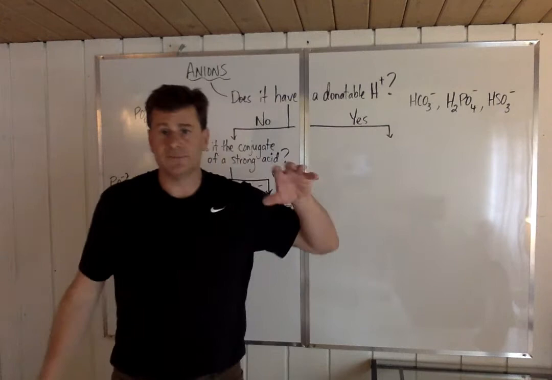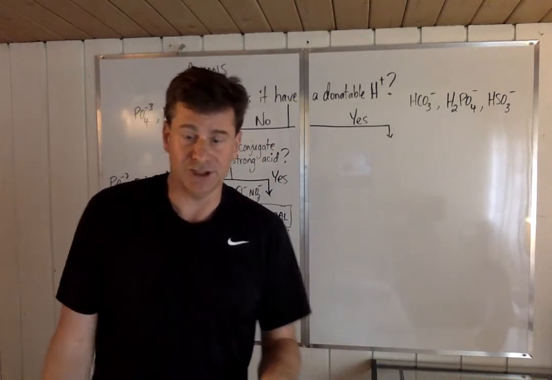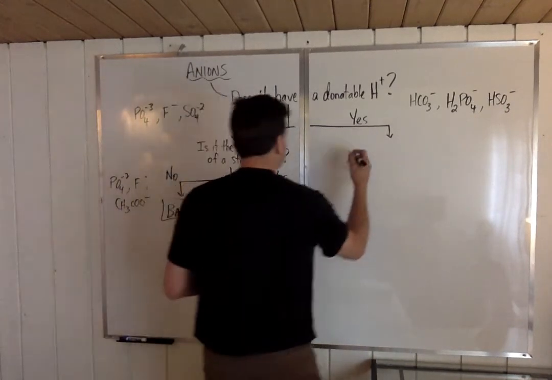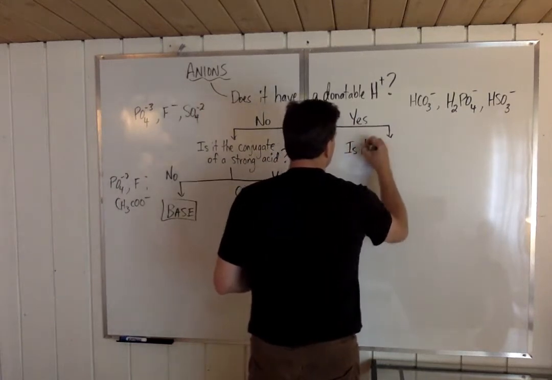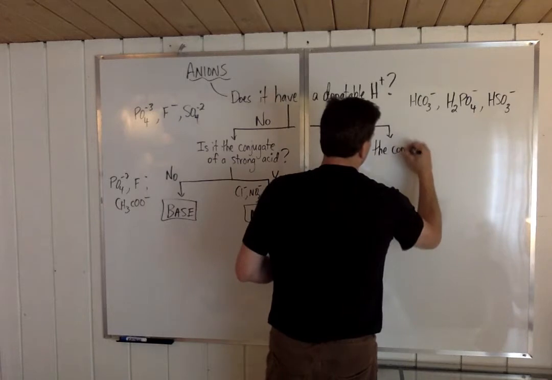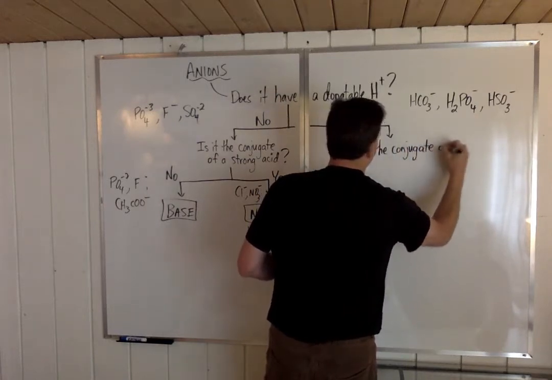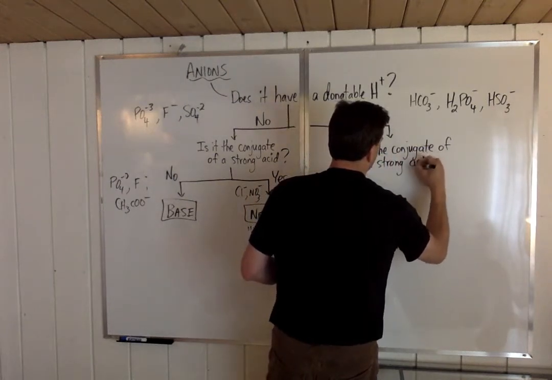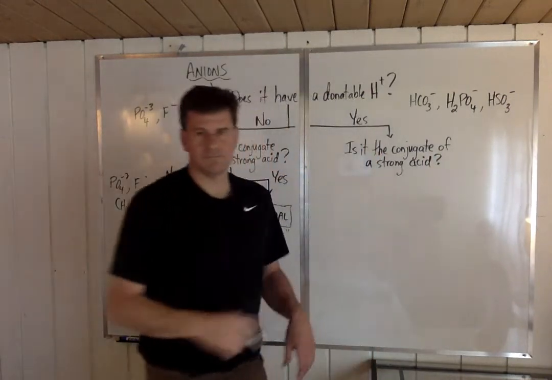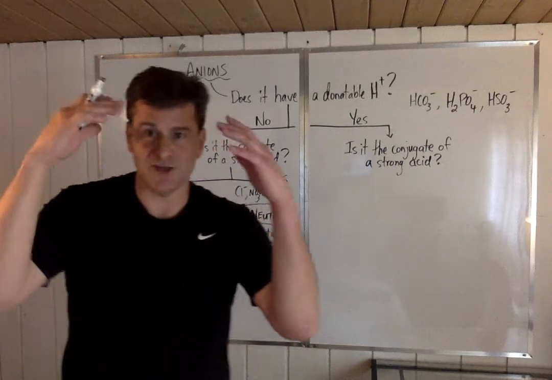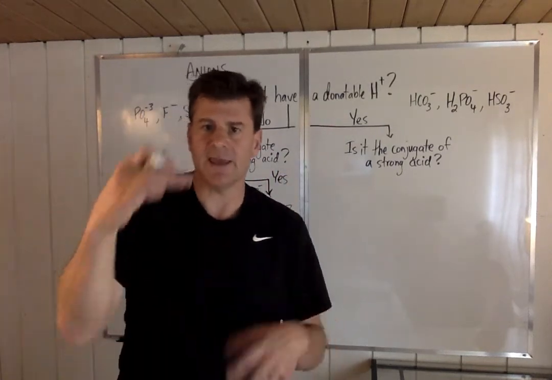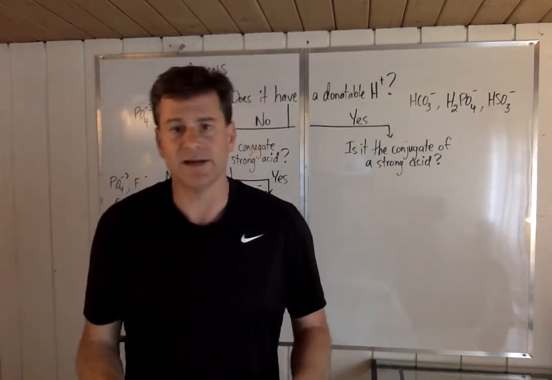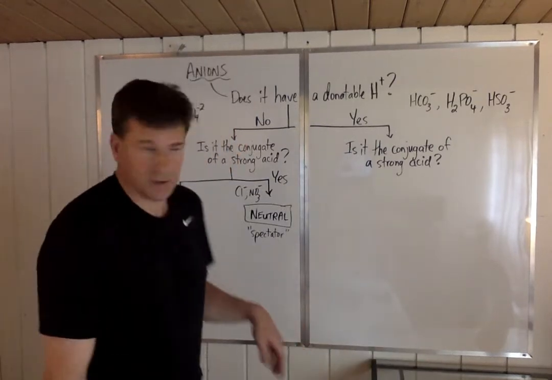Let's come over here to the side where you do have a donatable H. So the next question you're going to ask is, are you the conjugate of a strong acid? Same question. It's almost like in your brain you've got these two questions that are the same, at different levels. The first one is, do you have a donatable H? The next question you're going to ask, no matter what, to the anion, is, are you the conjugate of a strong acid? Because that's a critical thing.